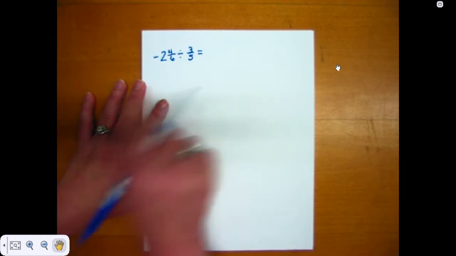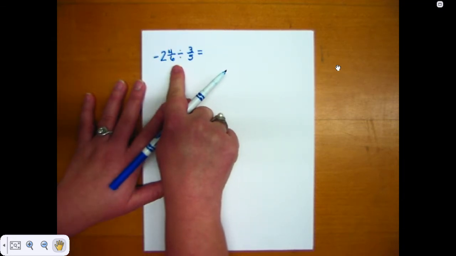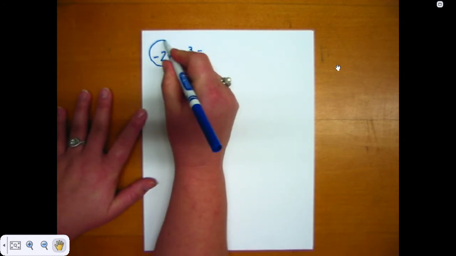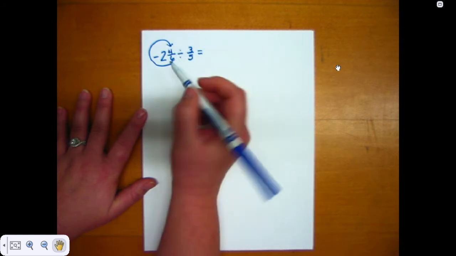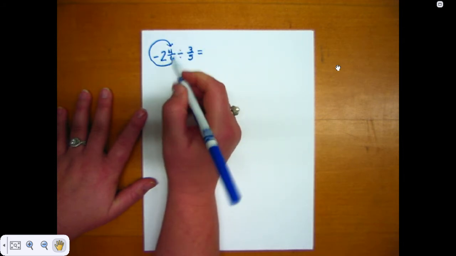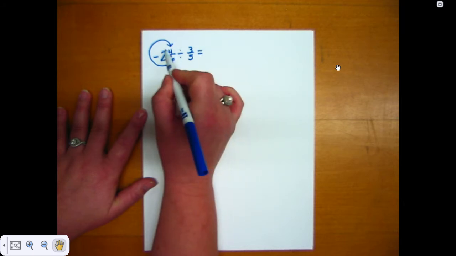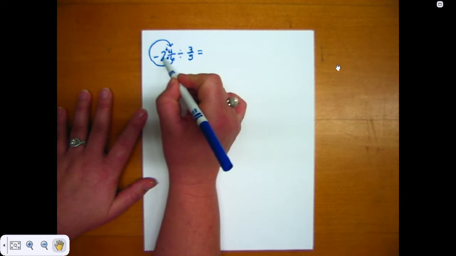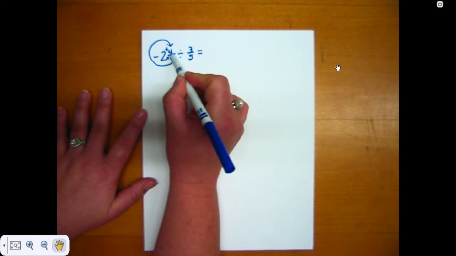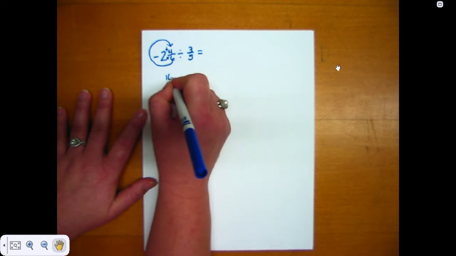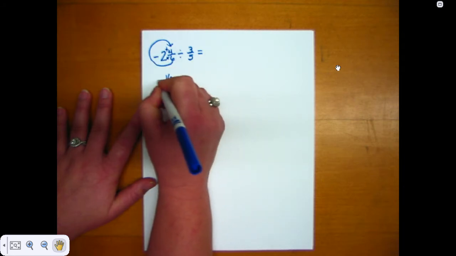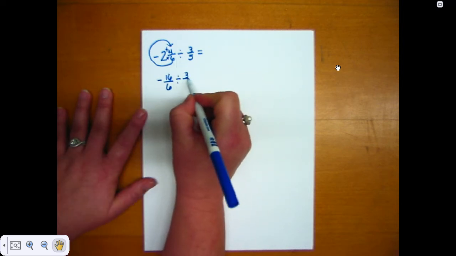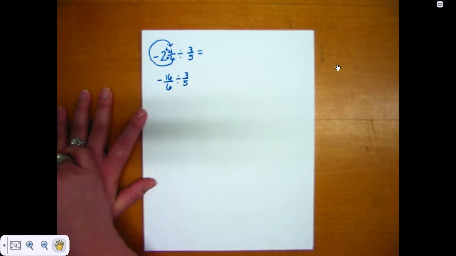Now, again, we see that we have a mixed number, so we have to convert it first before we can move on. So we do around the world. Again, around the world is you multiply the denominator times the whole number, and then you add the numerator. So 6 times 2 is 12. 12 plus 4 is 16. -16/6, and bring your sign with it. And then just bring the rest of the problem down. So now we have two fractions that we can work with.